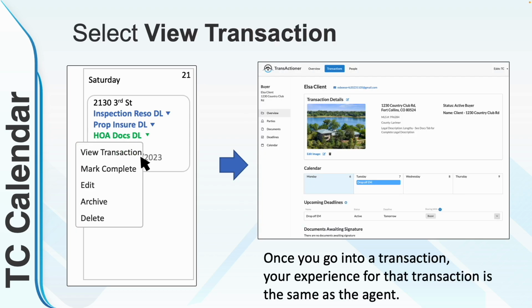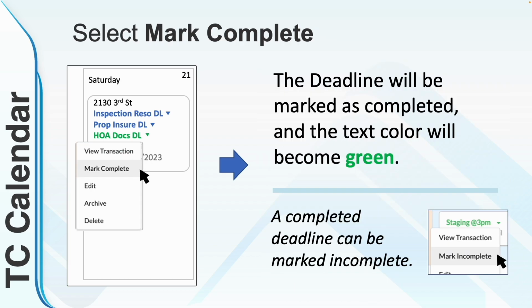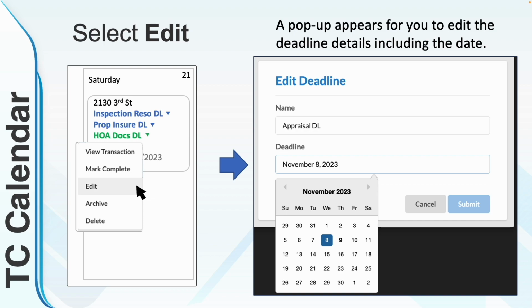When you click on View Transaction, it will take you to the Transactions Overview page, which is the same experience as the agent has. If you were to mark Complete, the deadline will then be marked as complete and the text color will become green. A completed deadline can also be marked incomplete. When you click on Edit, a pop-up appears for you to edit the deadline details, including the date.